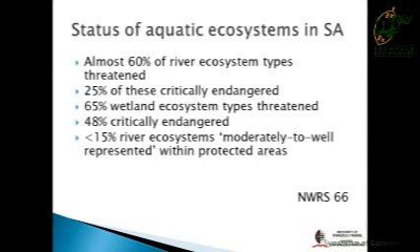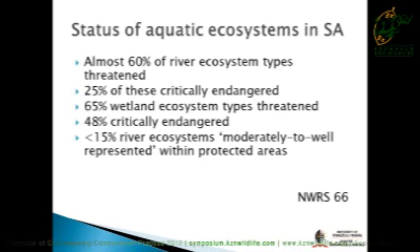So as Doug was saying earlier, we have a serious problem in respect of freshwater aquatic ecosystems in South Africa at the moment. These are figures that are taken from the National Water Resource Strategy. It refers to these as coming from the National Biodiversity Assessment of 2010. I'm not sure whether that should refer to 2011, but whatever. These are SANBI-sourced figures, and 60% of our river ecosystem types are threatened. 25% of those, so presumably that means 15%, are critically endangered. 65% of wetland ecosystem types are threatened, 48% critically endangered.